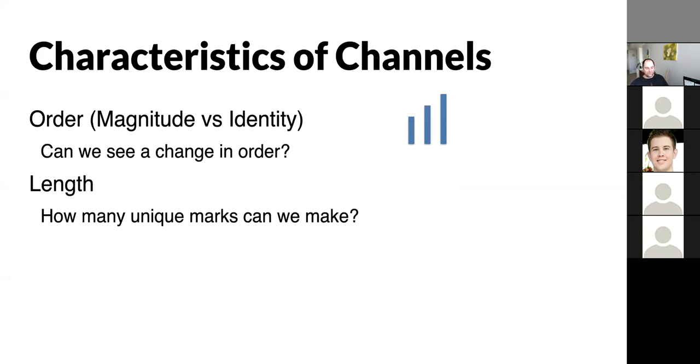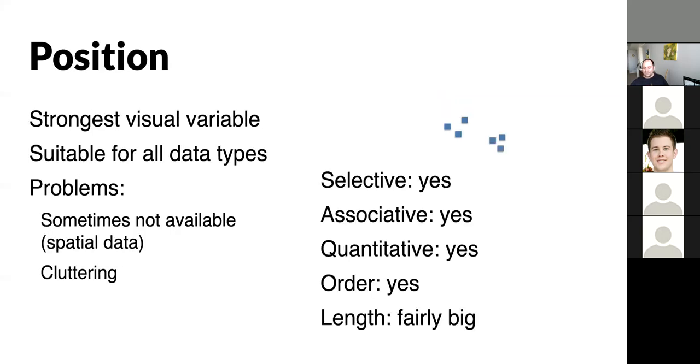So like how many can we distinguish? I mentioned before that there's only a limited number of colors that we can easily distinguish, but there's a lot of positions that we can easily distinguish. So these channels vary by them. So now let's talk about them one by one and think about them in these terms, whether they're selective, associative, quantitative, ordered, or how long the vocabulary is here.